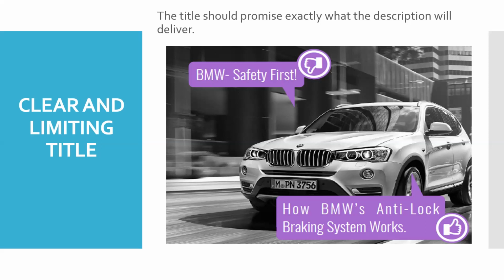Now, how can I make it more clear? So, if you see title 2, how BMW's anti-lock braking system works, and this is clear. This braking system means the system of brakes is similar in all of the cars. Right, what has been upgraded would be maybe the interiors, maybe more facilities with the airbags, etc. So this is a little clearer than the first example of a title that we have.